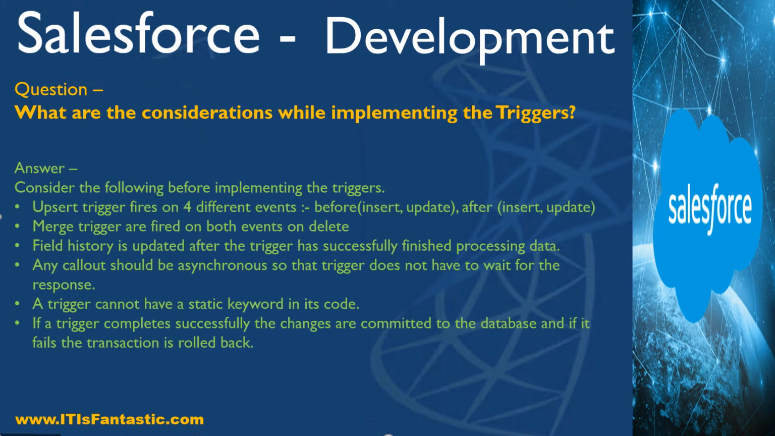What are the considerations while implementing a trigger? Consider the following before implementing a trigger. Upsert trigger fires on 4 different events: before insert and update, after insert or update. Merge triggers are fired on both events on delete. Field history is updated after the trigger has successfully finished processing data. Any callout should be asynchronous so that the trigger does not have to wait for the response. A trigger cannot have a static keyword in its code. If a trigger completes successfully, the changes are committed to the database, and if it fails, the transactions are rolled back.